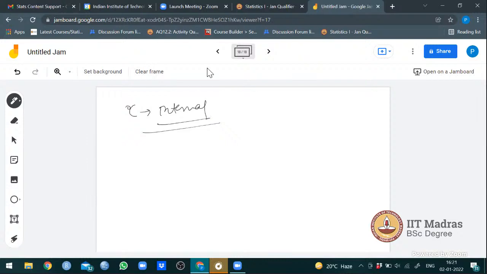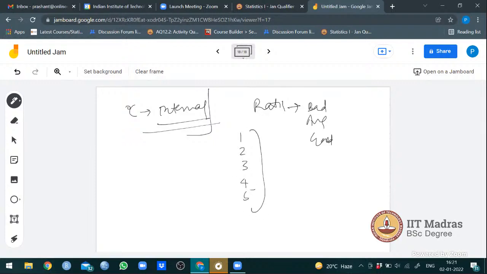So, sir, when data is not given, then in general? In general, you can't say rating comes under interval, because it depends on what type of rating. If it's like bad, average, good, it will come under ordinal. If it's like 1, 2, 3, 4, 5, it will come under interval. So it depends on the data.